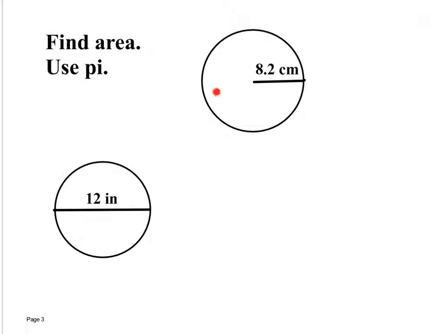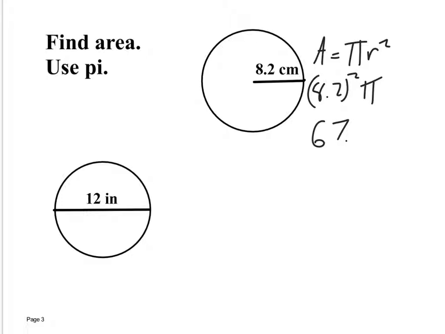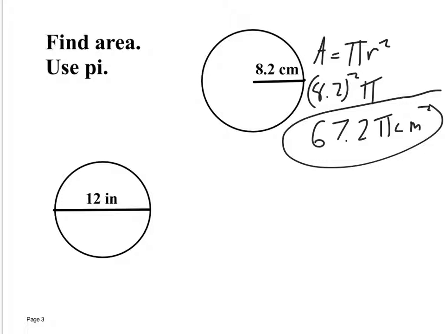So let's find the area of this circle using pi, in terms of pi. The formula for area of a circle is pi r squared, and I plug in 8.2 for r, I square it, and then I times it with pi. 8.2 times 8.2 is 67.24. Since I'm about done, I can round it. I'm just going to leave it as 67.2 pi centimeters squared. That's the area of this circle.